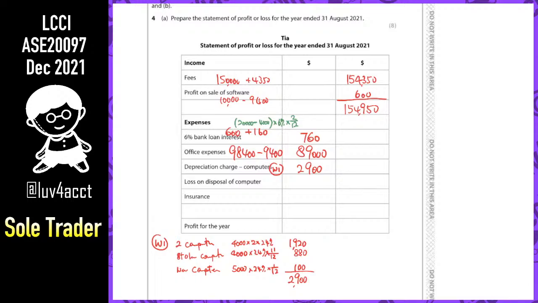Loss on the disposal of computer. Okay, this is interesting. We will do working 2. The claim would be 3,000. The cost would be 4,000 with accumulated depreciation of 3,120 as accumulated depreciation. That would be 120 disposal loss.